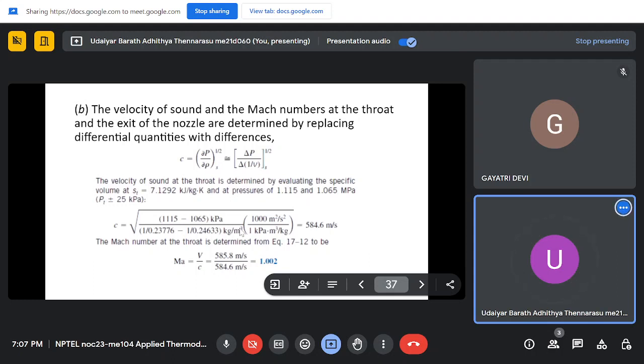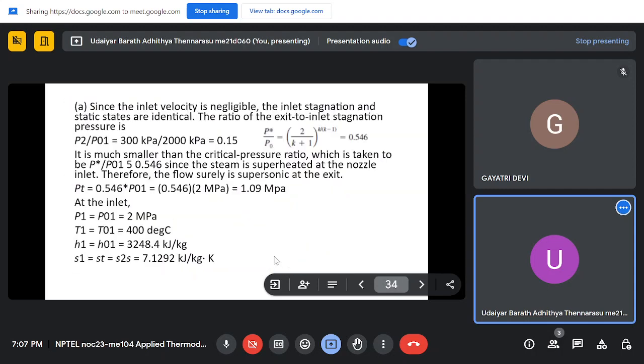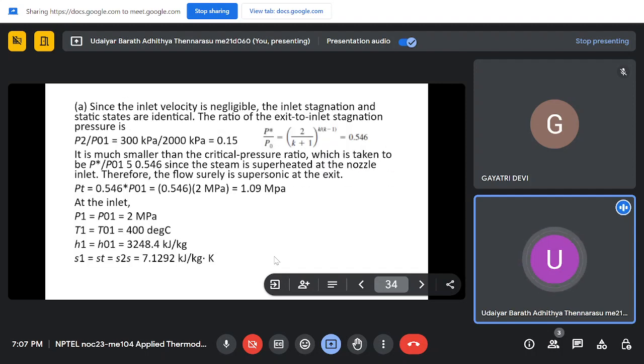So we have calculated all the areas and the Mach numbers. In this case, we didn't have the pressure derivative, so we used differences in pressure, assuming that will give you the slope. You can take a smaller value also, but this is taken based on the readings which will be available in the table. So is this clear?